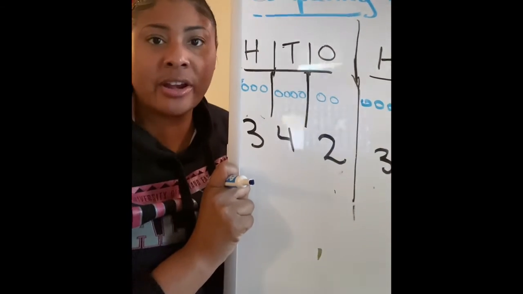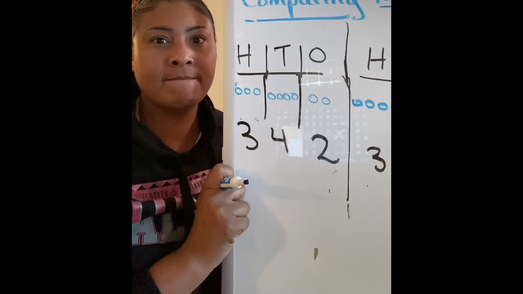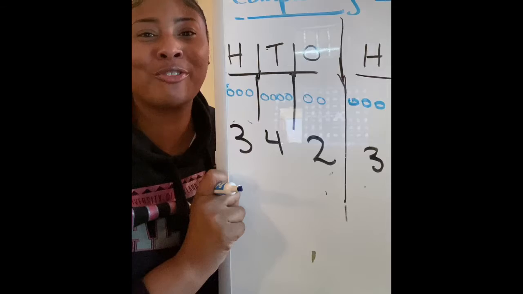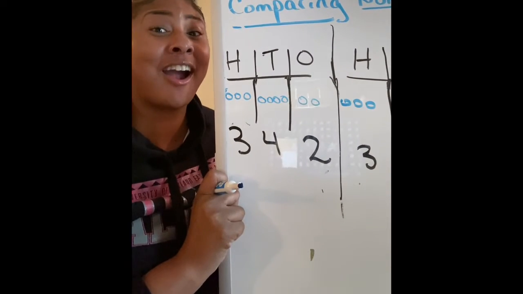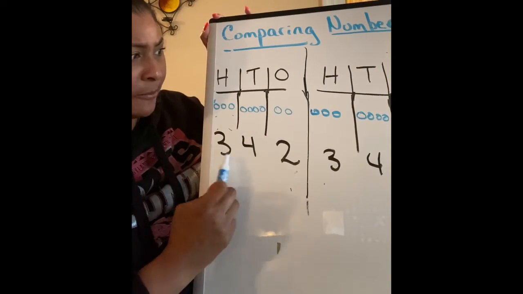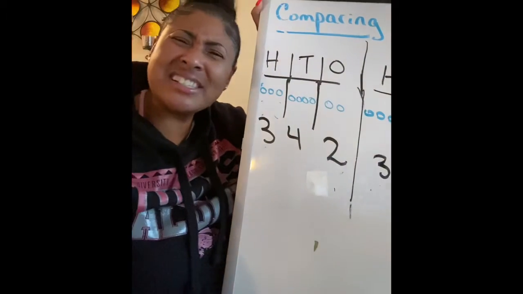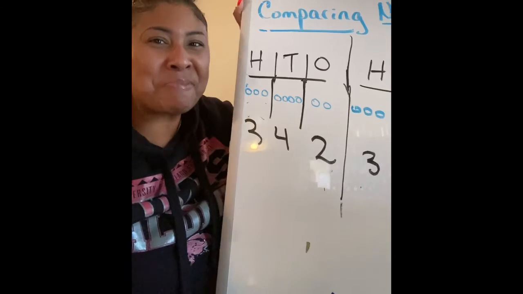So in order to compare numbers, what place value should we start with? Absolutely. You're always going to start with the greatest place value. So the greatest place value that we have here is our hundreds. Okay, so my first number, I have 3 hundreds. Well, what do you know? In my second number, I have 3 hundreds. Do I just stop there? No. Turn to your neighbor and say, keep it moving.